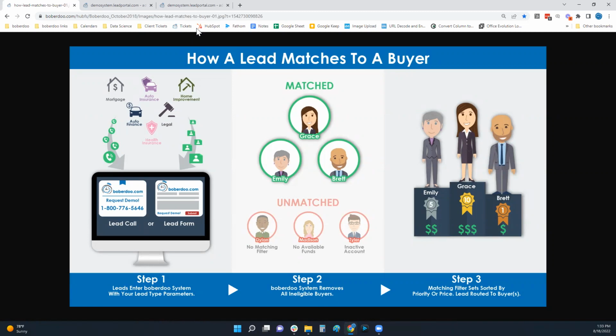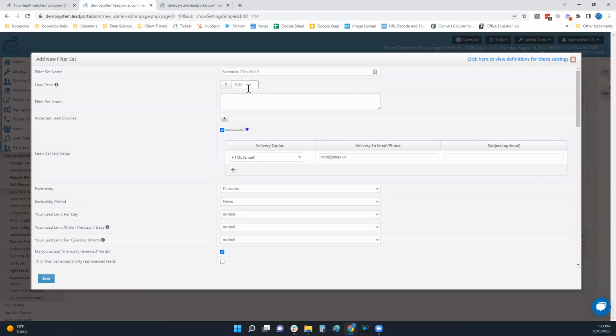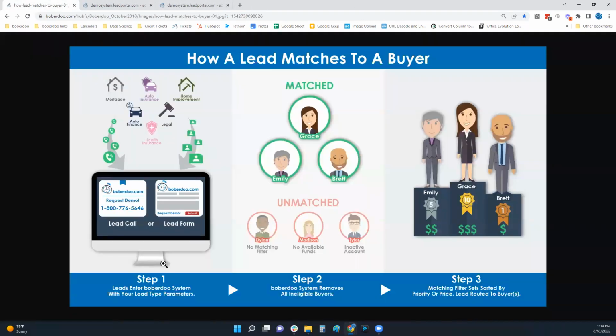But if the next buyer in your system is at $5 and you have returned an $8 bid, at this point, we then return that error response or reject response back to the vendor saying, we can't buy this lead. Then if that vendor is using Boberdoo and on best revenue scenario, their system would recalculate the next best revenue scenario to figure out to whom that lead should be sold.